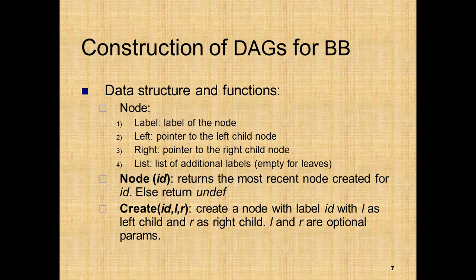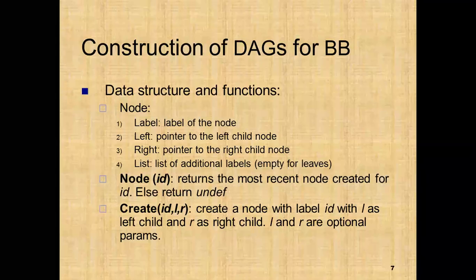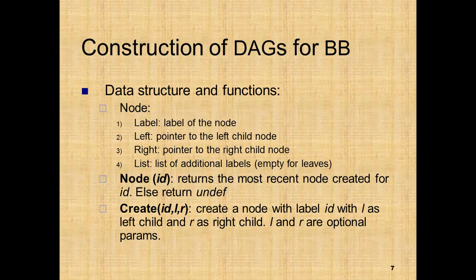Now you can see node here, which we are indicating as ID. Return the most recent node created for ID, else return undefined. Create ID L R: create a node with label ID. First we will draw the label with the help of the identifier. Now you can divide it as L, the left child, and R, the right child. L and R are optional parameters. In this way, you can construct your directed acyclic graph.